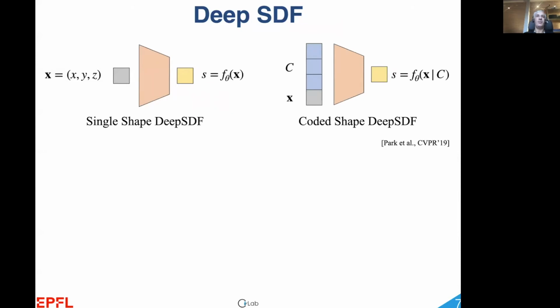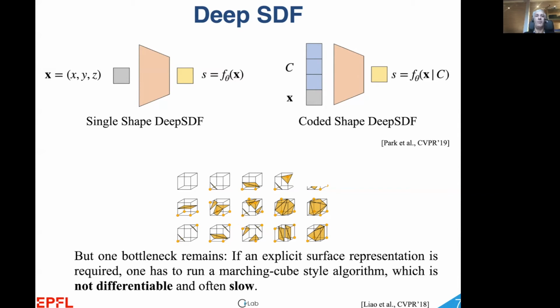Furthermore, the deep network can take as input, in addition to the point X, a code C that conditions its behavior. As a result, changing C changes the surface shape, and C becomes de facto a low-dimensional latent vector that can parameterize the surface, and this parameterization is differentiable. However, one bottleneck remains. If an explicit surface representation is required, one has to use a Marching Cubes algorithm, which is not differentiable and makes it difficult to incorporate this representation into an end-to-end trainable pipeline.